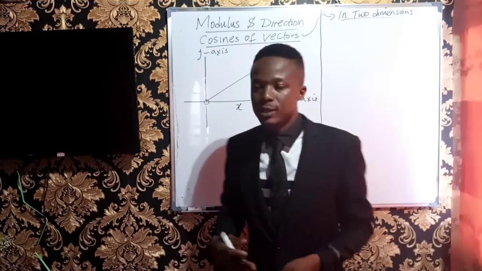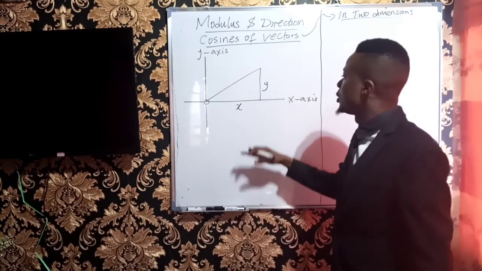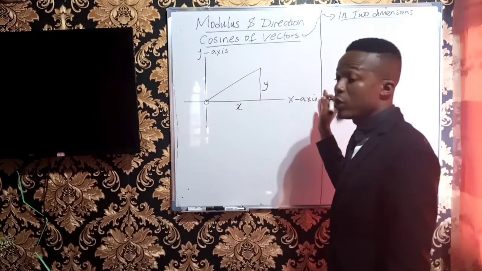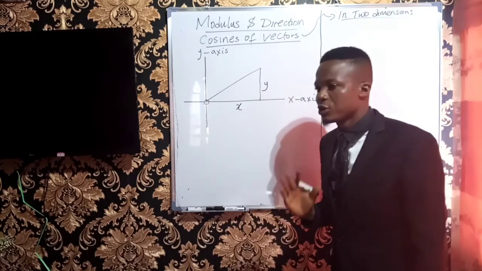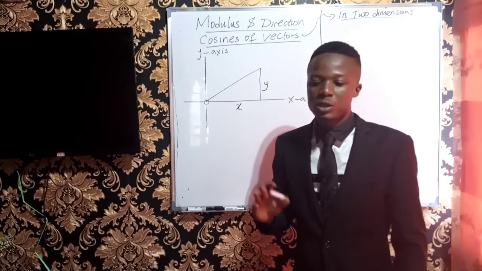Okay, now we are talking about two dimensions, and in two dimensions you can only have x and y values, but for three dimensions you can have x, y, and z. But today we are focusing on the modulus and direction cosines of vectors in two dimensions.